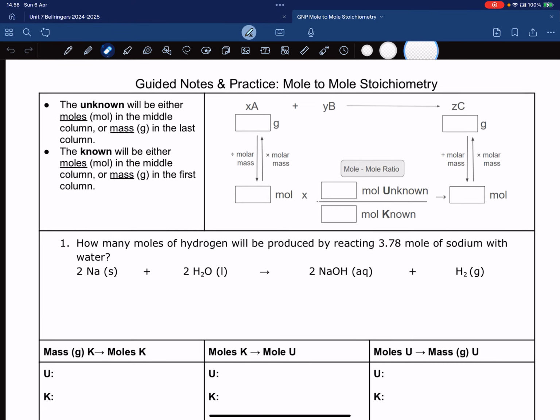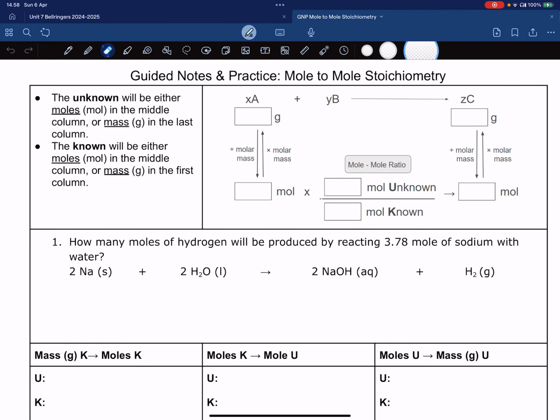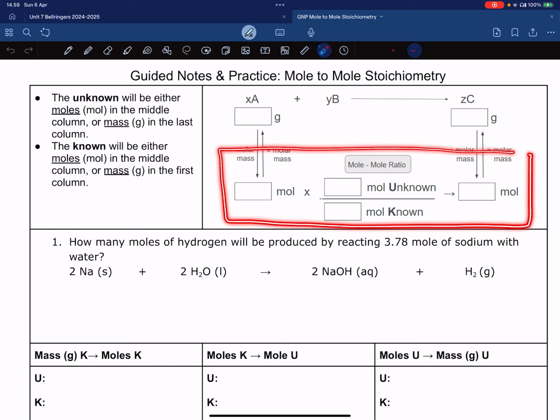Okay, ladies and gentlemen, so this is your notes for mole-to-mole stoichiometry. As you saw in the virtual lab, you've got a certain number of atoms of this, a certain number of atoms of that, a certain number of atoms that will become a certain number of atoms of that. This is the way that all stoichiometry works. Today we are going to concentrate on this part right here, and we're going to build the whole thing up that way.